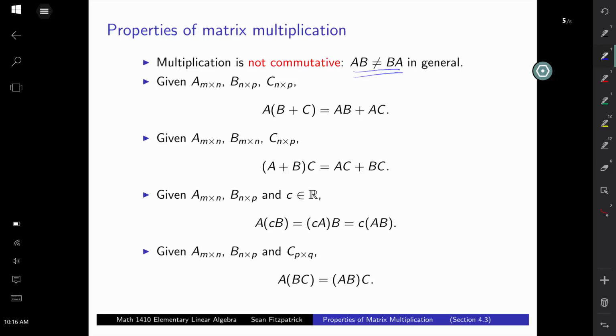Okay, so that property is out the window. We don't have commutativity for multiplication, but we do have some other properties. So it is distributive. And by the way, because A times B is not equal to B times A, I actually have to give two distributive properties, right?